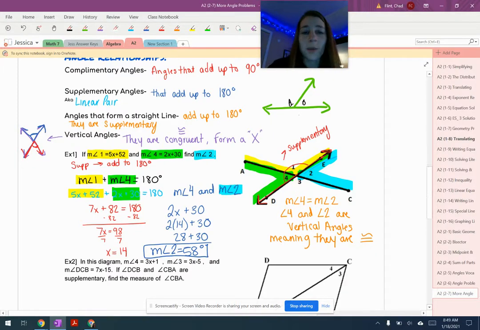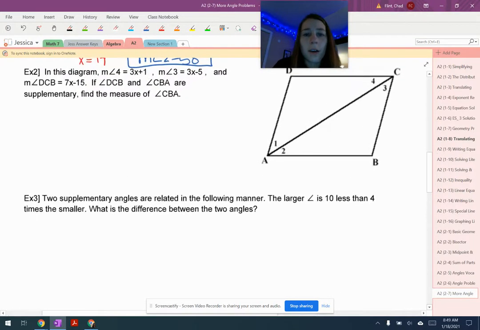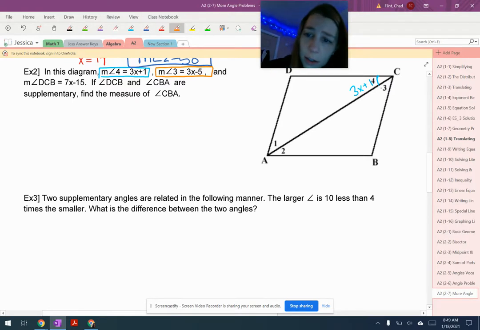All right, and this is example 2 for 2-7. In the following diagram, the measure of angle 4 is 3x plus 1. So 3x plus 1 is angle 4. And angle 3 is 3x minus 5. And the measure of angle DCB.